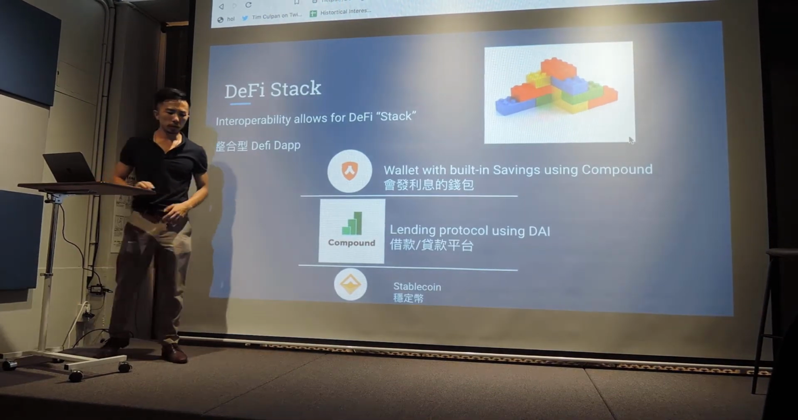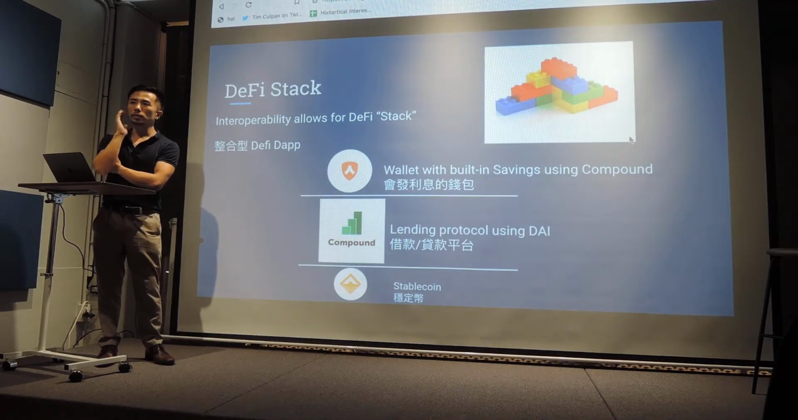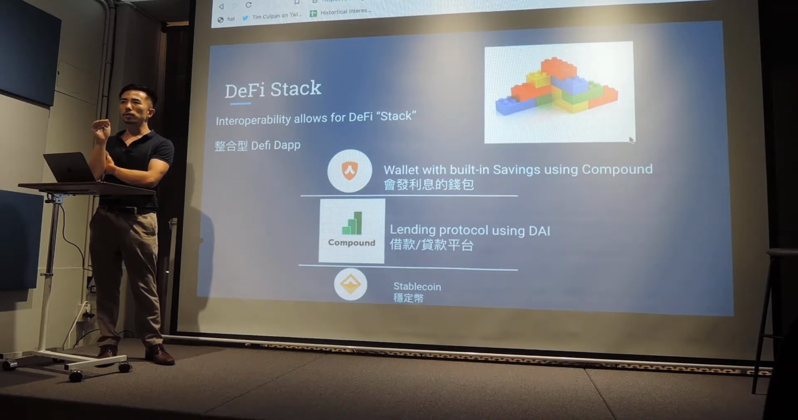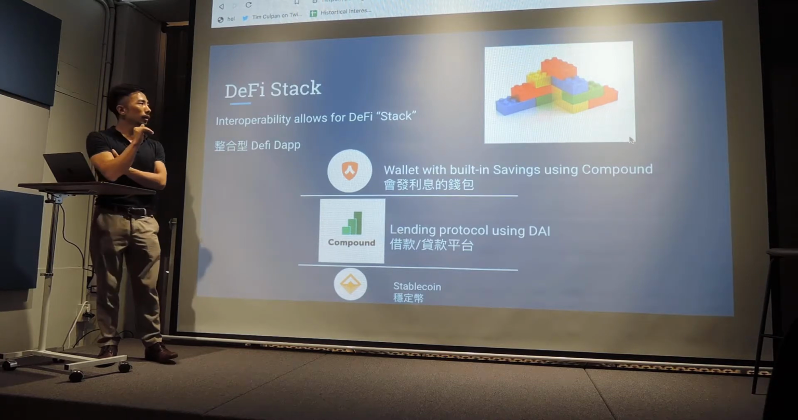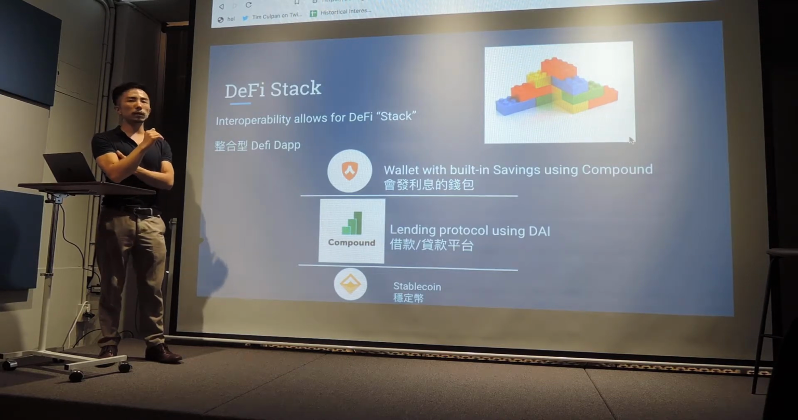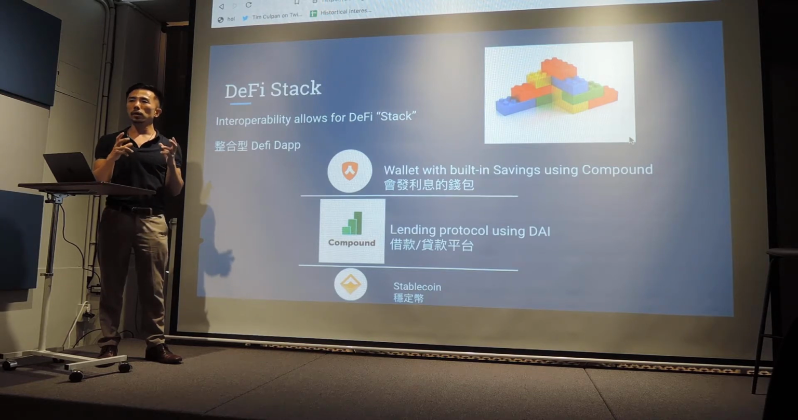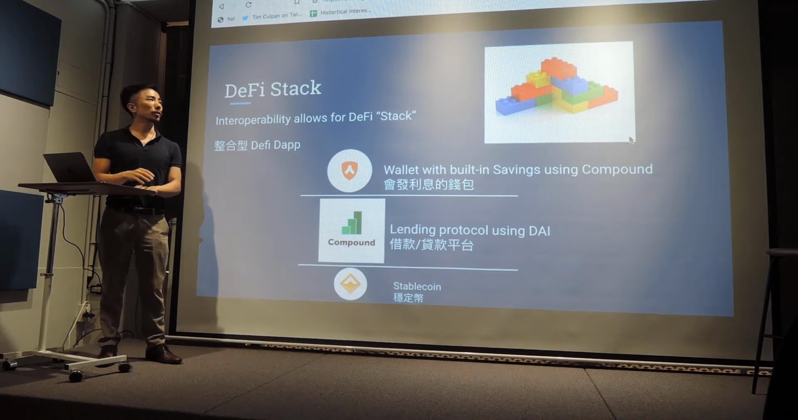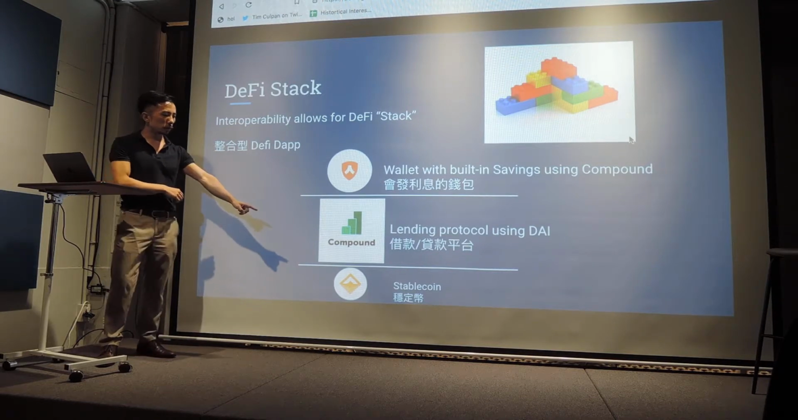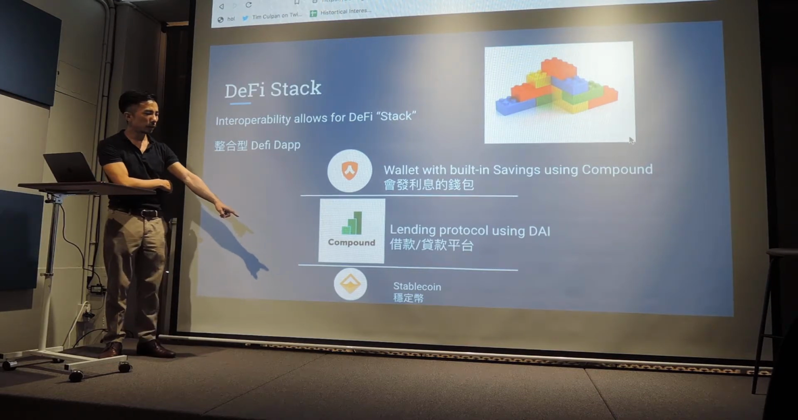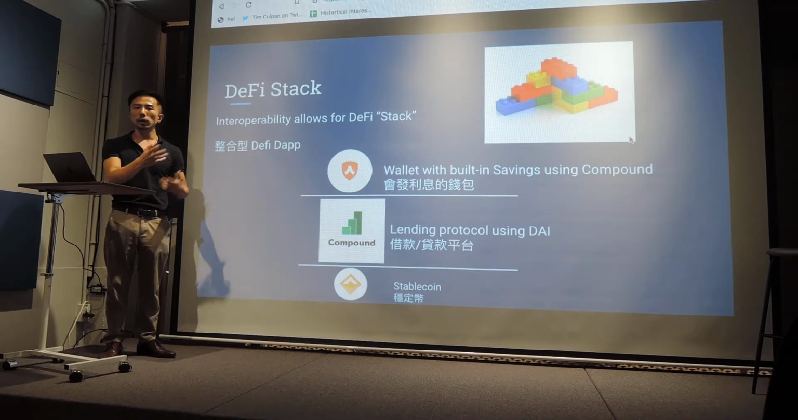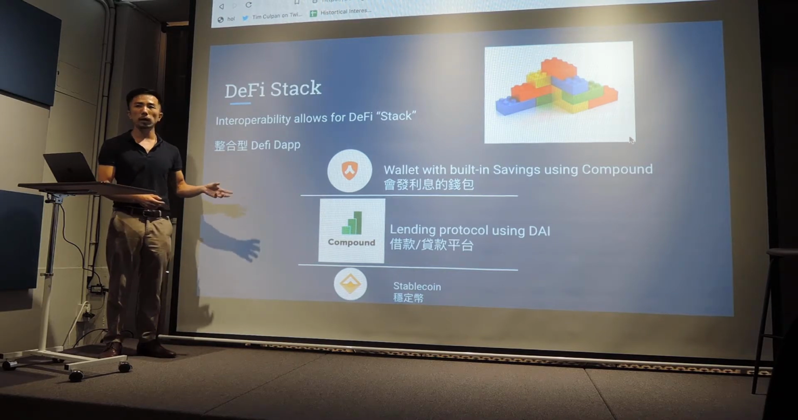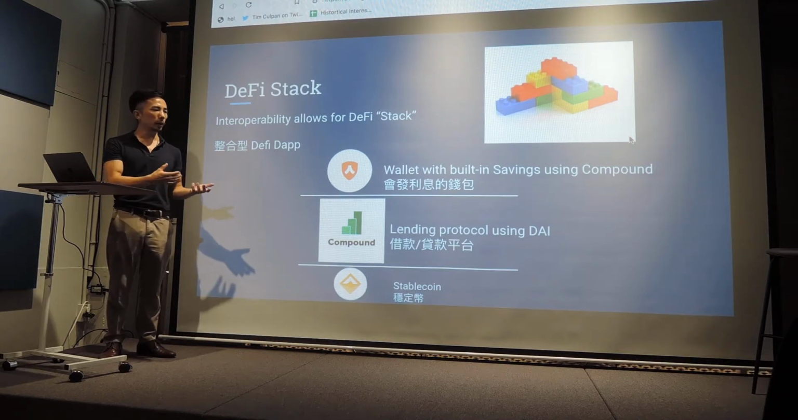So one other really cool thing about DeFi, this is more on the technical side, but it's still very important, is that you can think of DeFi like Legos. Each of these applications is interoperable. So you have the stablecoin DAI, and then you can use that with anything else. So you have Compound Finance using DAI.